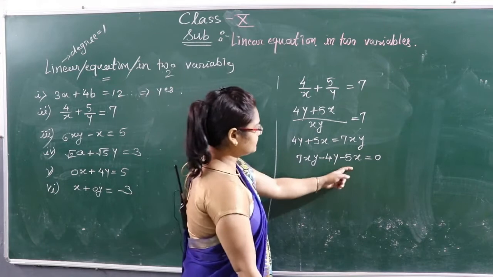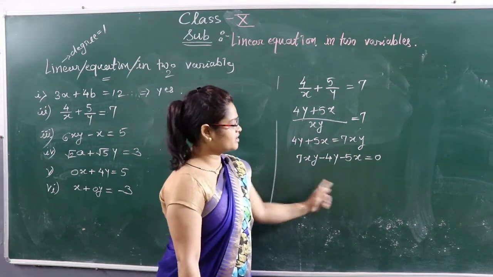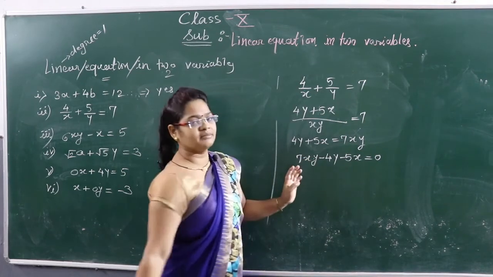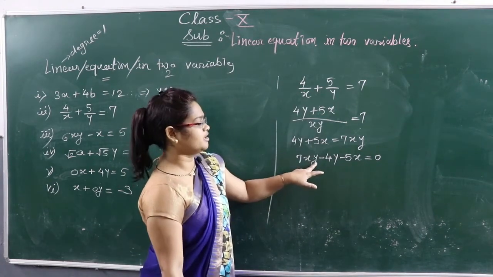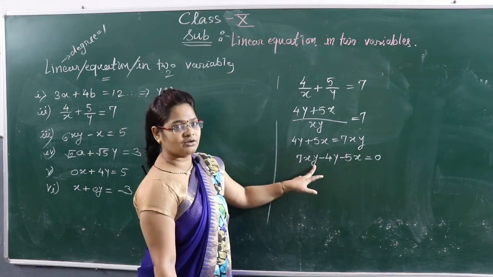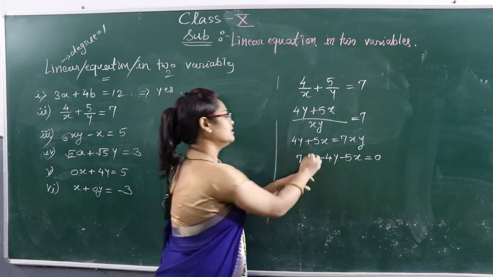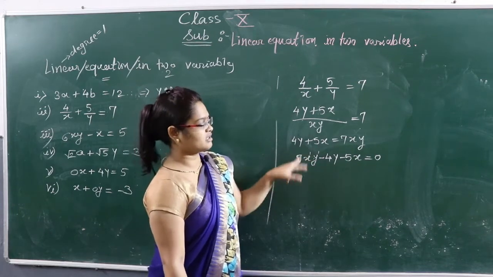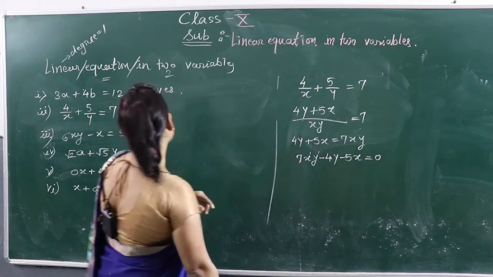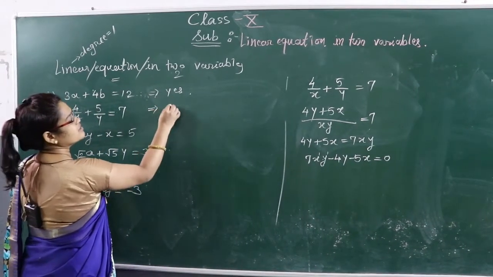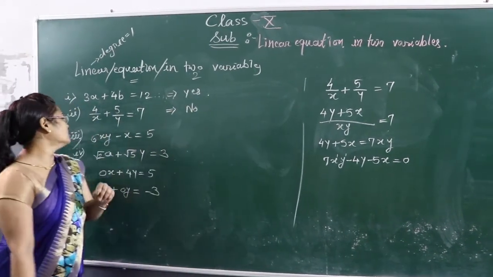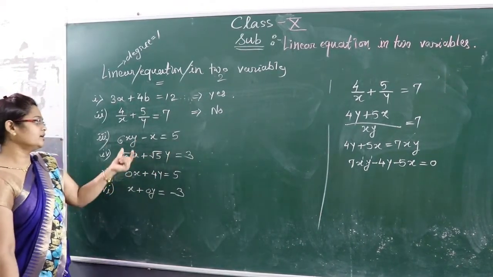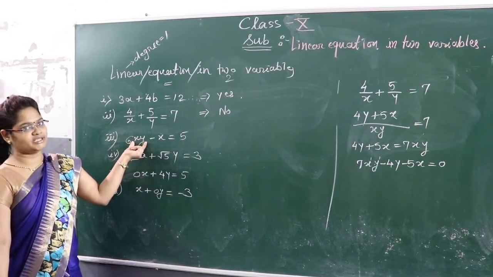Now if we see here, the degree of this equation is 2, because according to the law of indices, x and y are in multiplication. So if both the letters or variables are in multiplication, we do addition of powers, and the highest degree of this equation is 2. It means it is not a linear equation. Now see, 6xy minus x equals 5. Here in this case also x and y are in multiplication.